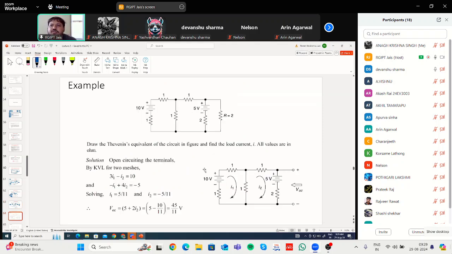Now, let us go into a bit more complex circuit. That means, okay, this circuit. The load resistance is this one. This R equal to 2 is the load resistance. Then the first step, step 1, remove the load resistance.